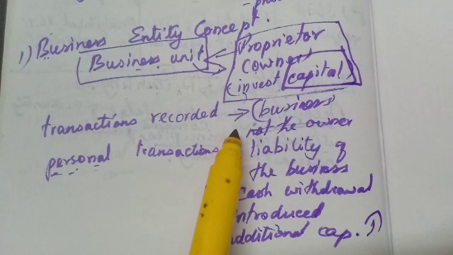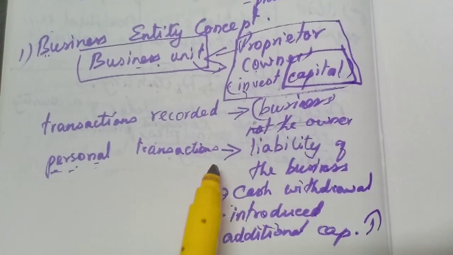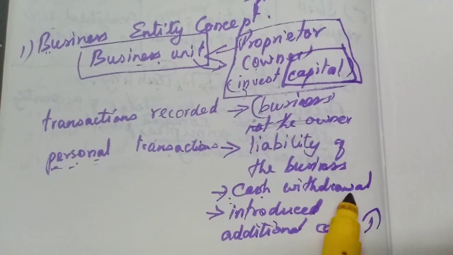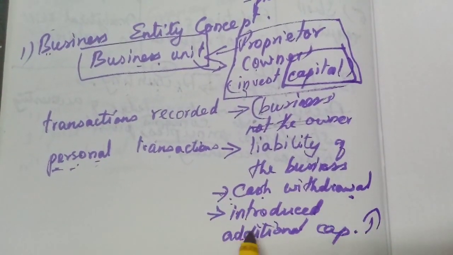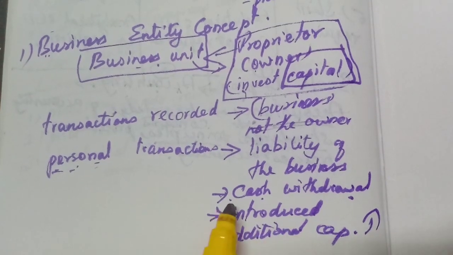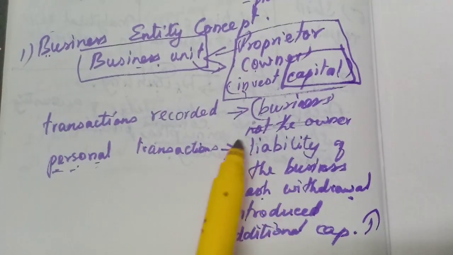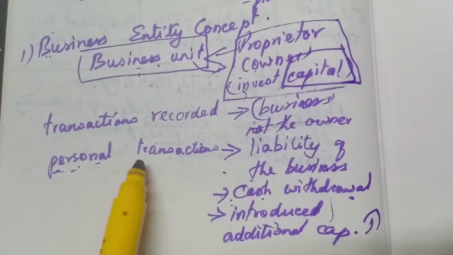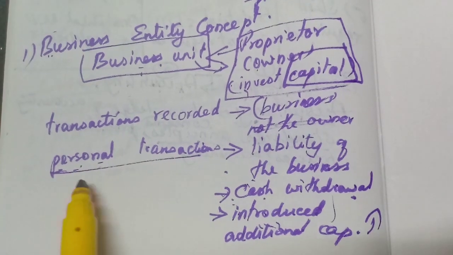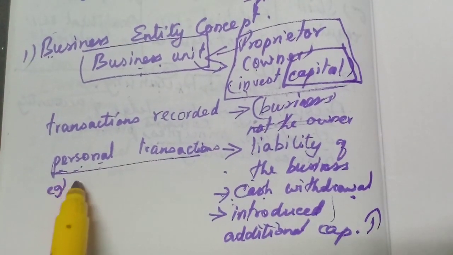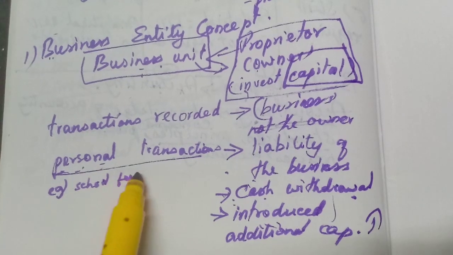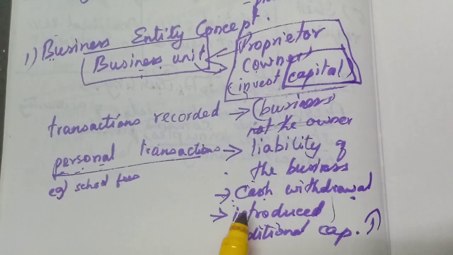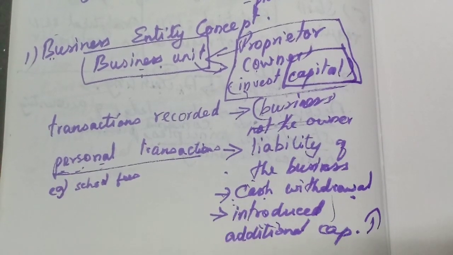But some personal transactions are recorded, especially the capital introduced by the owner, then any cash withdrawn by the proprietor, or any additional capital introduced by the proprietor in the business, all related to his business. That is why we are considering them. But any other personal transactions, for example, school fees paid, are not considered. But if the school fees are paid from his business, that will be considered as a withdrawal.